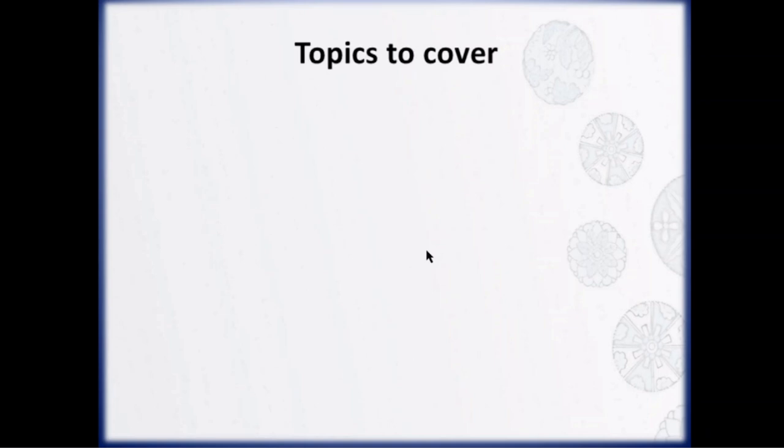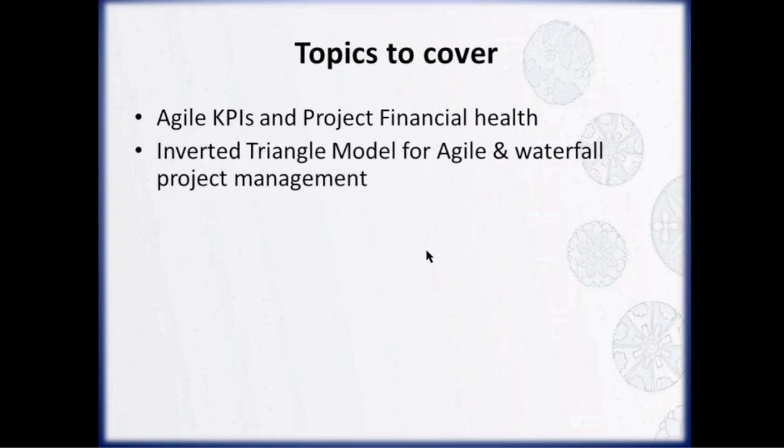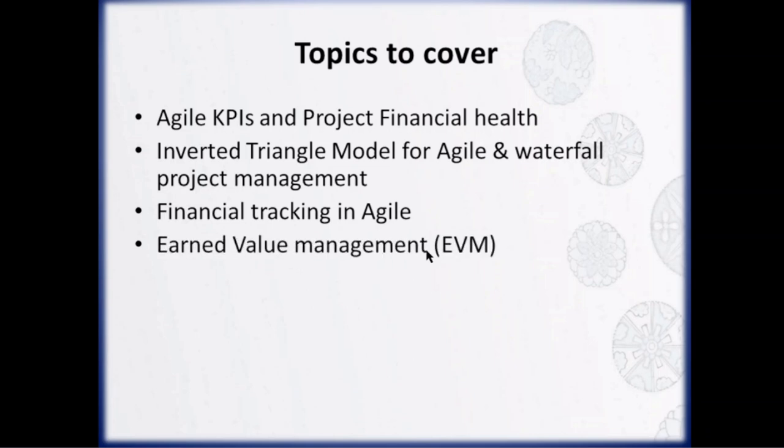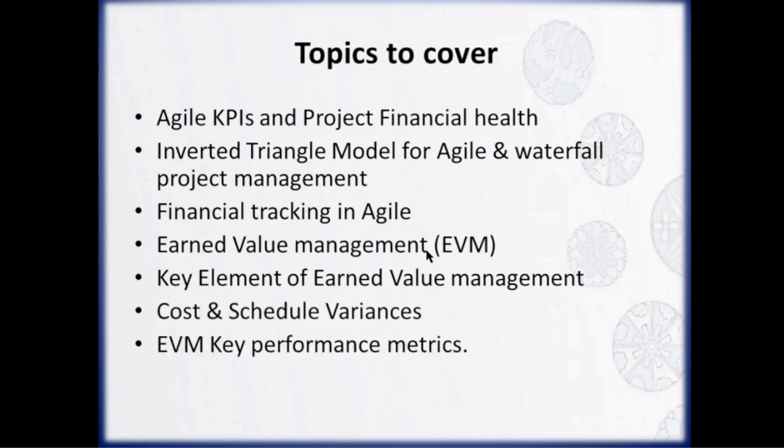Today we will discuss agile KPIs and project financial health, inverted triangle model for agile and waterfall project management, financial tracking in agile, earned value management, key elements of earned value management, cost and schedule variances, key performance metrics.